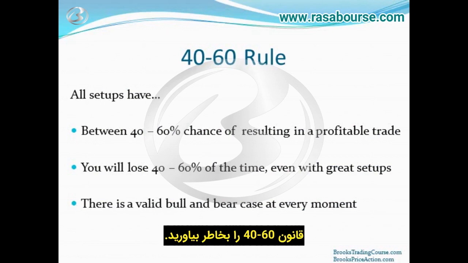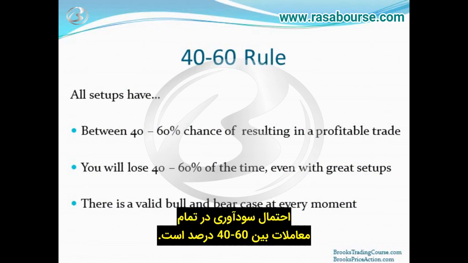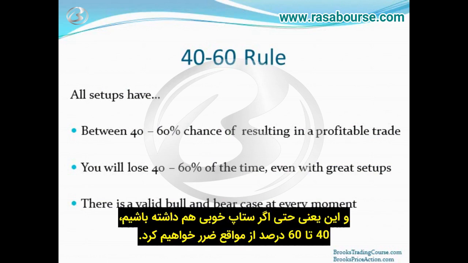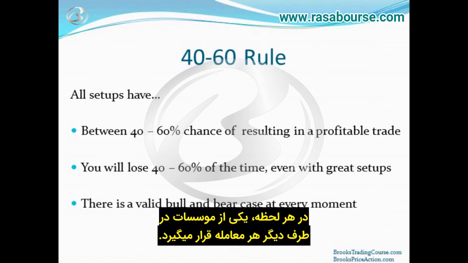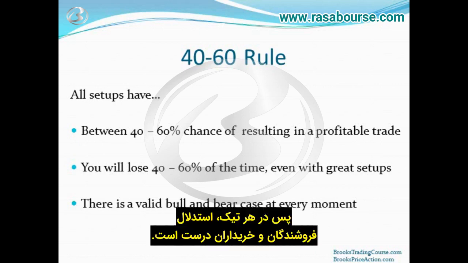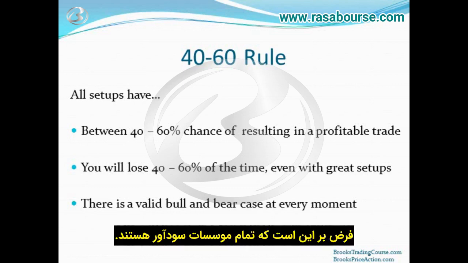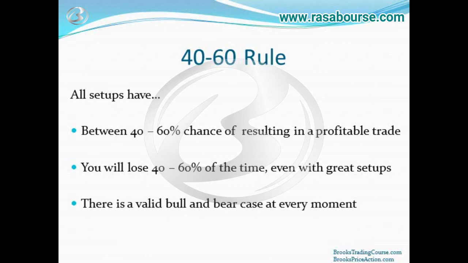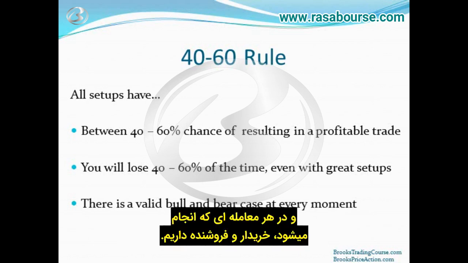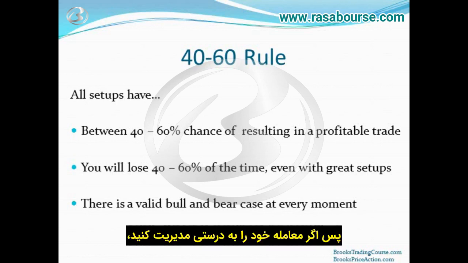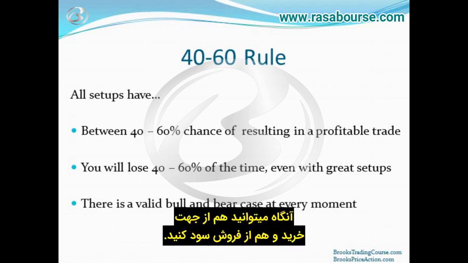Remember the 40-60 rule. All setups have between a 40 to 60% chance of resulting in a profitable trade, and that means you'll lose 40 to 60% of the time, even when you have a great setup. At any given moment, there's an institution taking the opposite side of every trade, and therefore there's a valid bull and bear case on every tick. The assumption is that all institutions are profitable, and that every trade that takes place, every tick that takes place, there's a buyer and there's a seller, so there's a way to make profit as a buyer and as a seller if you manage your trade correctly.